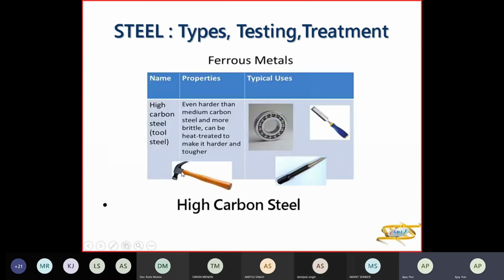So here the hammer head is made of high carbon steel. Ball bearings are made of high carbon steel. The chisel, the punches, these are all high carbon steel because this is harder than medium carbon and more brittle, but can be heat treated so that it becomes harder and tougher.